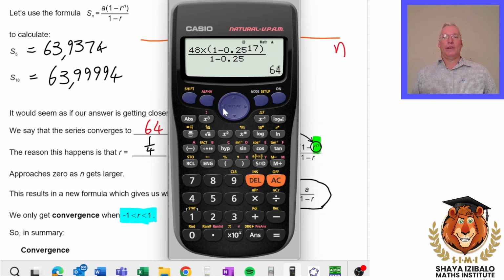And our calculator says the answer is 64. It's actually not 64. I'm going to use something on my computer just to show you that it actually is not 64. It's very, very, very close to 64. Let's take a look.